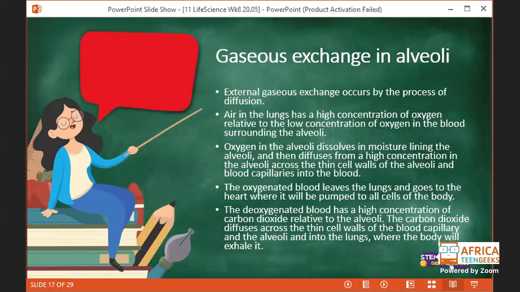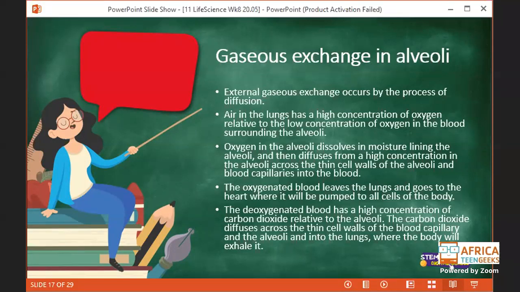Okay, now let us go deeper into it. External gaseous exchange occurs by the process of diffusion. So the gas exchange that takes place in the alveoli is external gaseous exchange, all right? And then air in the lungs has a high concentration of oxygen relative to the low concentration of oxygen in the blood surrounding the alveoli. Remember, the blood surrounding the alveoli comes from your body cells, and your body cells undergo respiration. And the product of respiration is carbon dioxide. Therefore, they have a lot of carbon dioxide in them, which needs to be diffused into the alveoli.